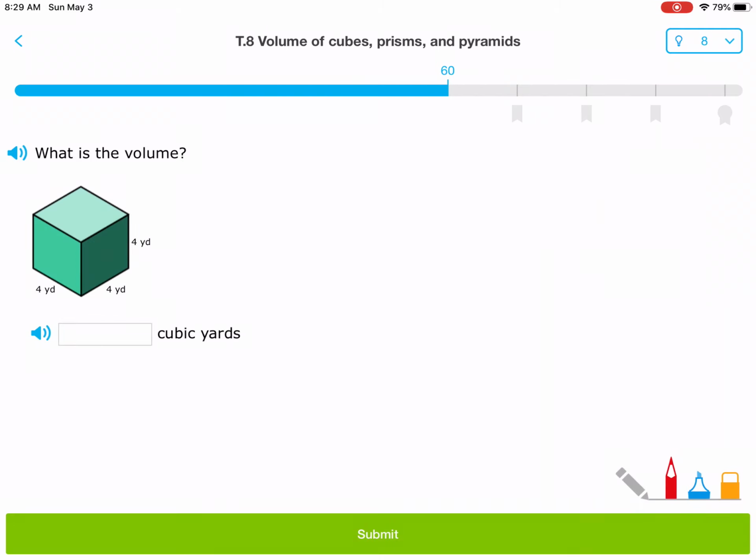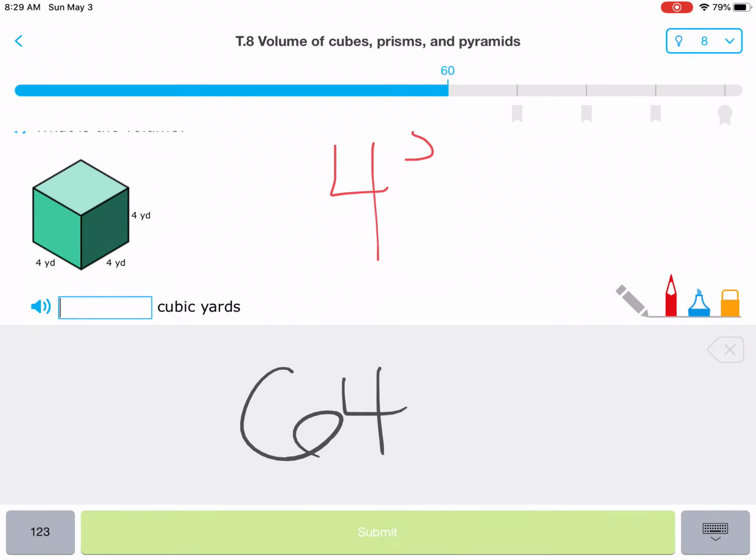What is the volume of this cube? It's 4 cubed. Remember what 4 times 4 times 4 was? We already did this one. 64.